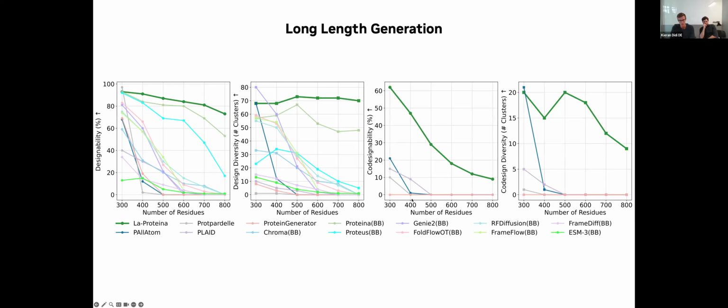And then if we look at co-designability, we have a lot fewer baselines. So basically these four here: Plate, Protpardelle, Protein Generator, Pure Atom. They also quickly degrade here at 400, 500, whereas we also degrade, as I showed before, which is not too unexpected given the training distribution. But we still generate co-designable samples at these lengths, which is kind of nice. Cool.